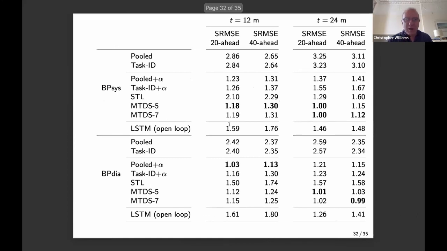There are quite a lot of results here, perhaps more than we can go into, but the basic message is that for the systolic and diastolic blood pressures, at both of these time intervals, the MTDS models are generally performing the best. For the diastolic, we see a little bit of improvement of the customized pooled method, but generally the LSTM method and the MTDS methods are performing well.